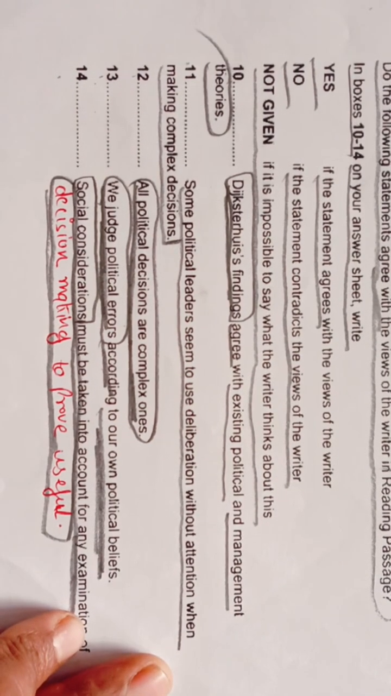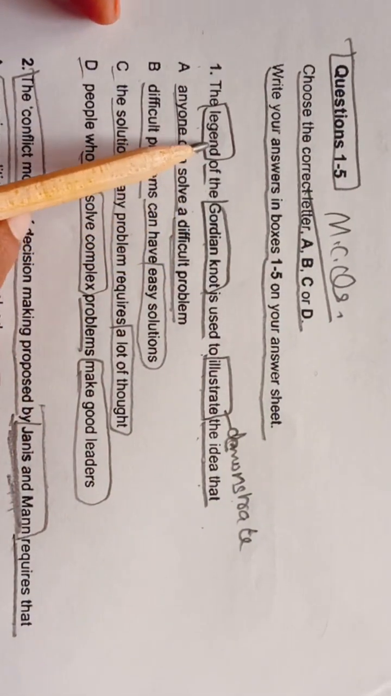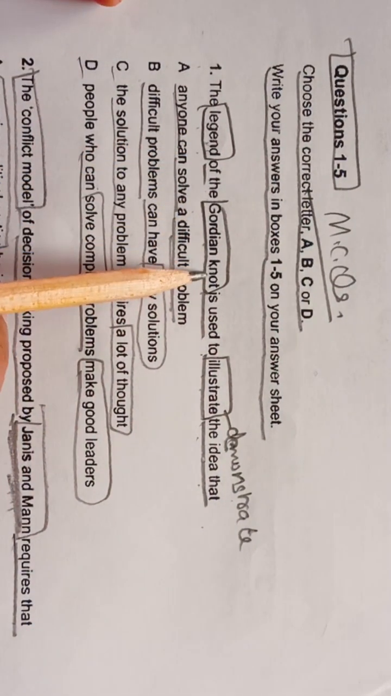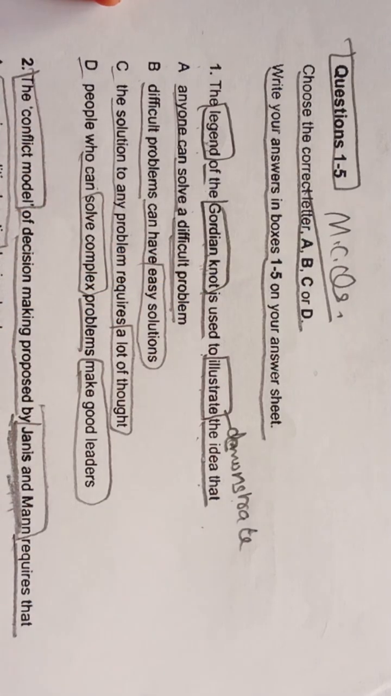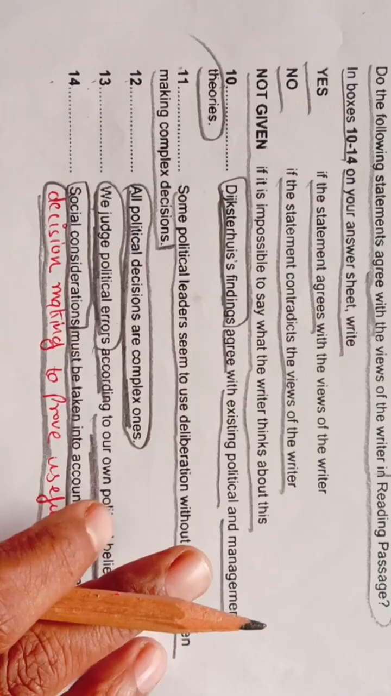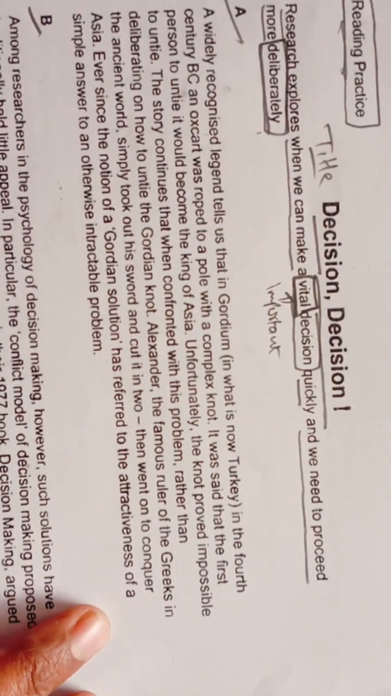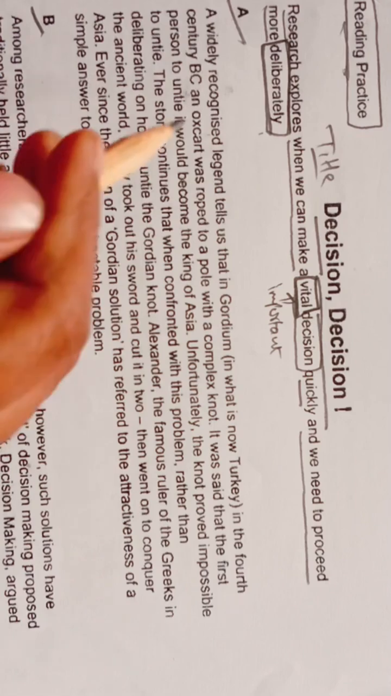Okay, so our first keyword is in our first MCQ, Gordian knot. Okay, so this is our first keyword. So now let's quickly read and find the answer. Our first paragraph is A number paragraph. So now let's quickly read it. A.